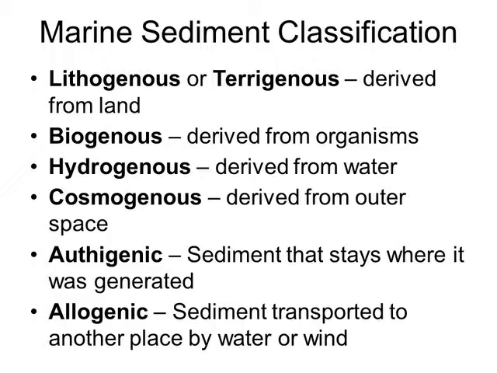Allogenic is sediment that's transported by water or wind. So let's just say that those plankton, when they died in a really strong current, their shell or plates are going to be transported by that current to a different place. Or let's just say if you had a large windstorm on land that pushed a lot of soil into the ocean, that would be allogenic, because you're moving that sediment from point A to point B. Whereas autogenic, you're just leaving that sediment at point A.